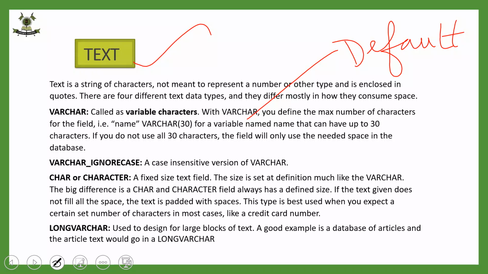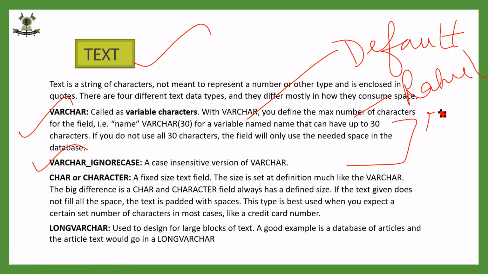Now the second data type is varchar ignore case. What is the difference between both? The difference is if you declare a field as varchar, right? What do you mean by that? If you are storing the name capital Rahul, or you are storing small Rahul, they both are different, right? So if you are creating a query and you want to fetch the record of Rahul, it will give you both the records.